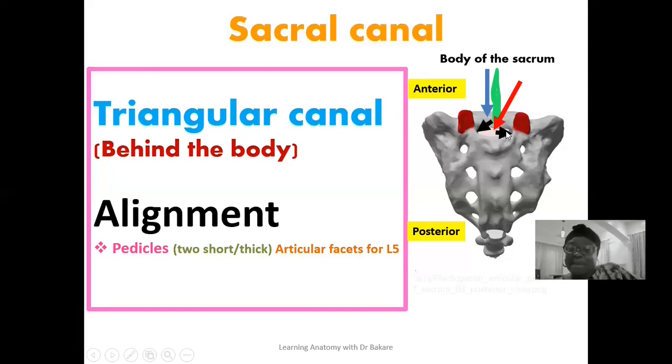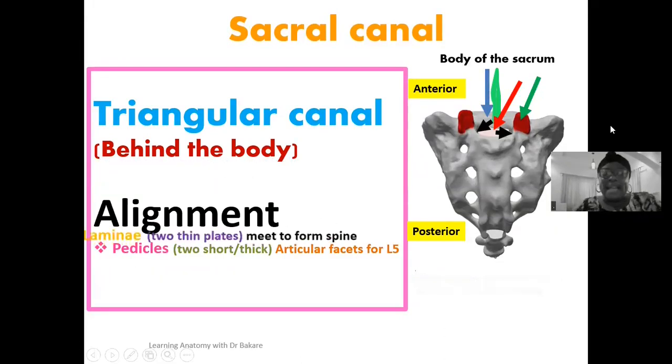And if you look at this emergence, at the superior surface or the upper border, we have the articular facet. This is the articular facet here, arrowed in green. We have two. We have one on this side, and we have another one on the other side. This is the superior articular facet that receives or connects to the inferior articular facet of the fifth lumbar vertebra. And this is seen to emerge at the upper part or at the superior border of the pedicles.